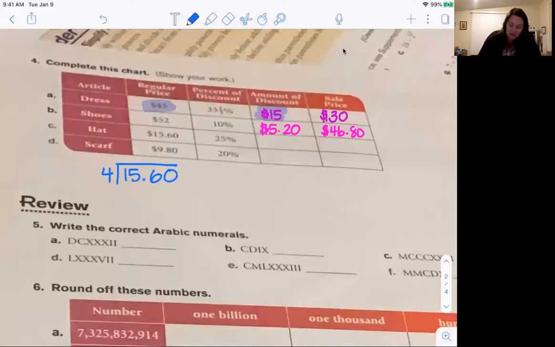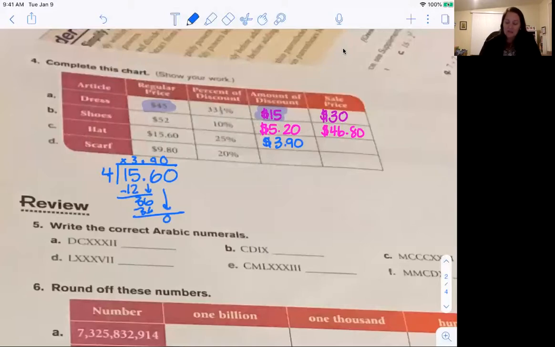So let's do the division. 4 into 15 is 3. 3 times 4 is 12. 5 minus 2 is 3. Bring down the 6. Can't forget my decimal in the quotient. 4 into 36 is 9. Subtract. 4 into 0, remember we have to include that 0, is a 0. So it is $3.90.